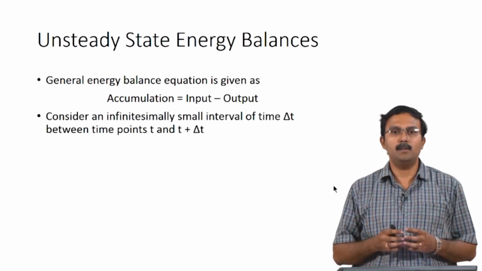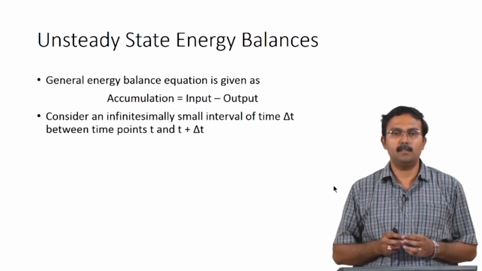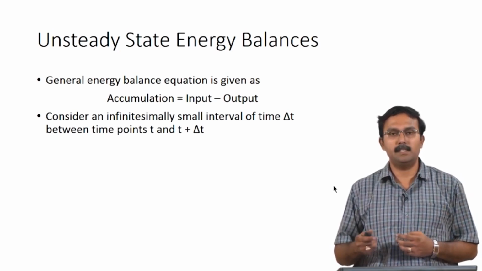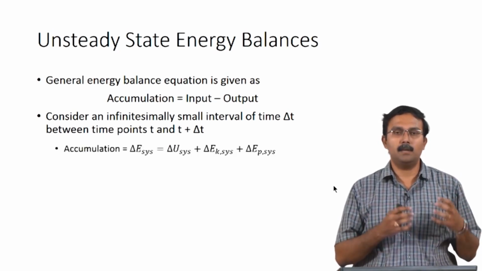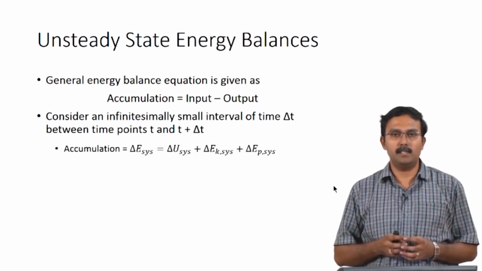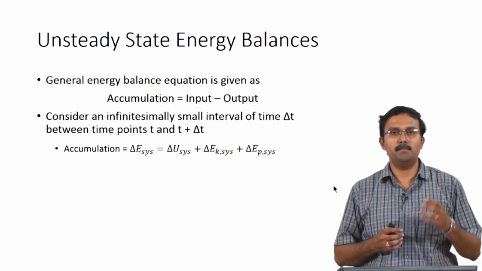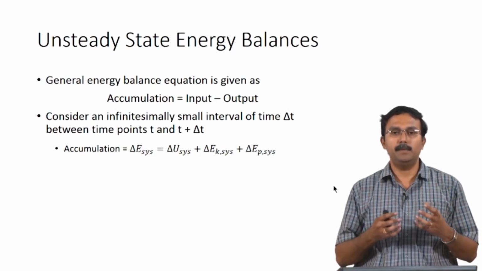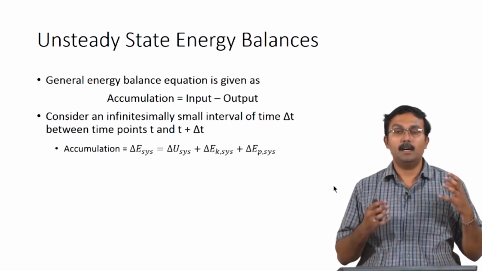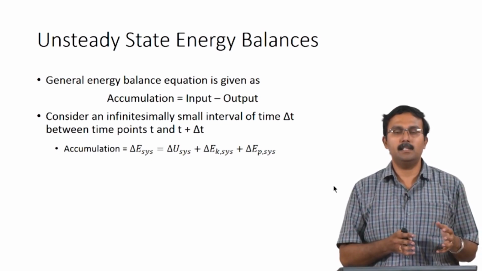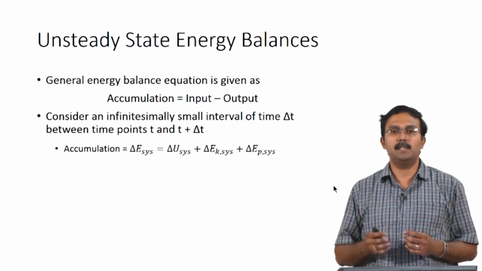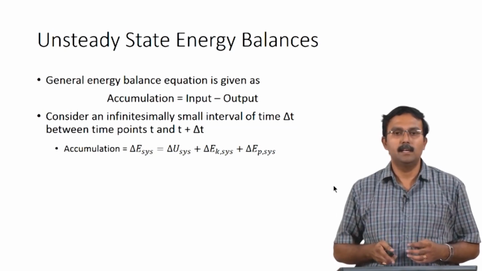If we were to consider an infinitesimally small time interval delta t between the time points t and t plus delta t, you would have the accumulation term as delta E sys, which is the change in total energy of the system during this period of time. The total energy of any system, as we had already learnt, has three components: the kinetic energy, potential energy and the internal energy. It has been represented here as delta U sys plus delta E k sys plus delta E p sys.